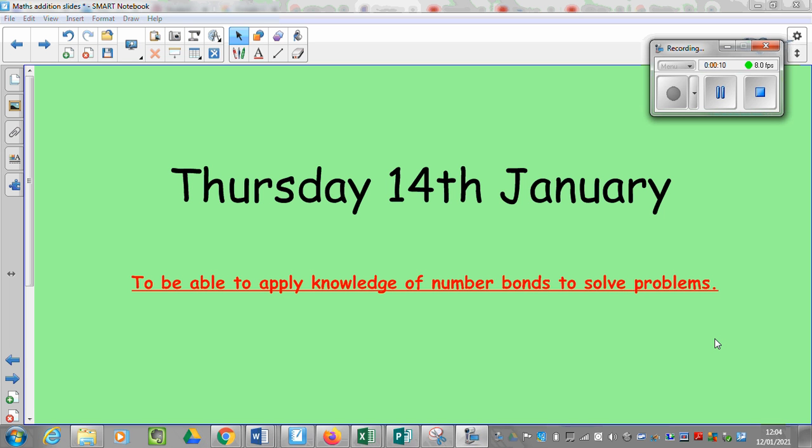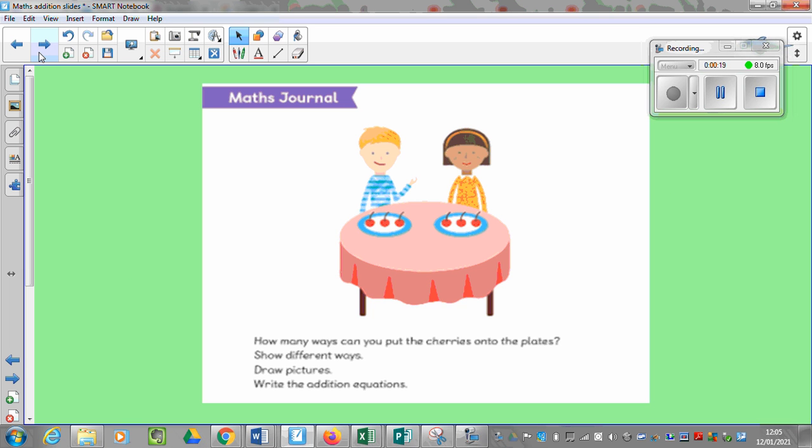And today we're looking to be able to apply the knowledge of number bonds that we've already got this week to solve our maths addition problems. So, first of all, I want you to have a look at this question. Now, this isn't on your worksheet.